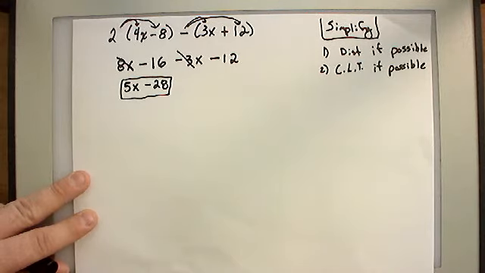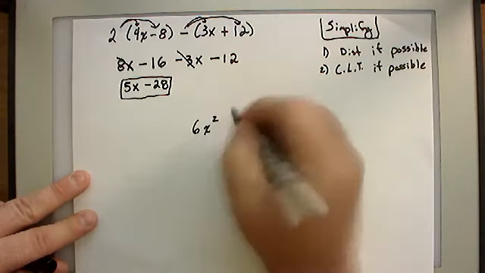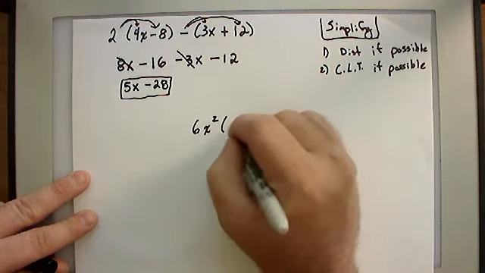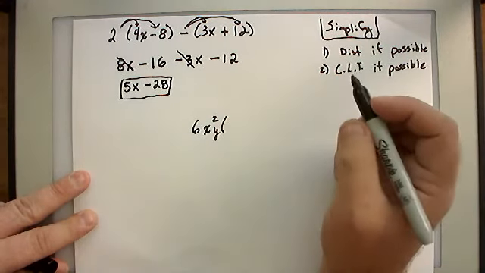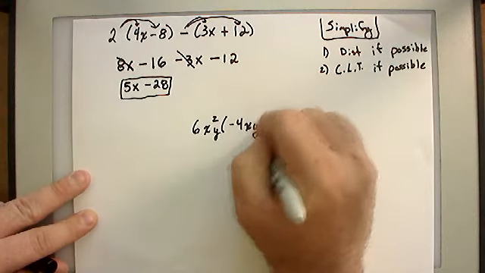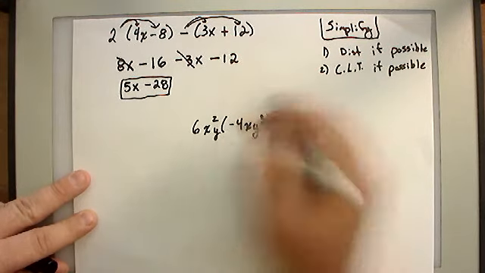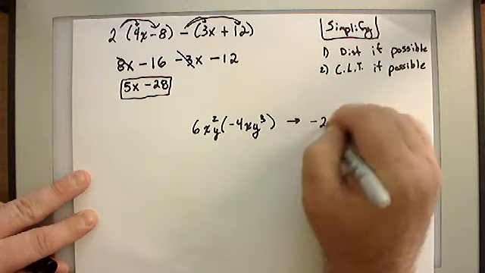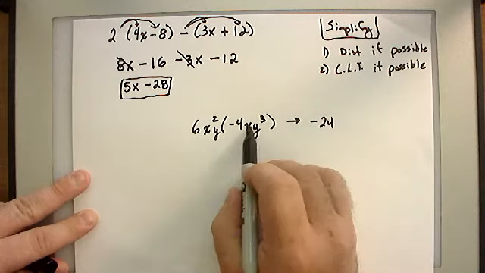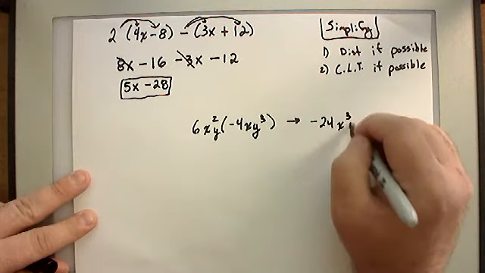Now, what about multiplying? Well, here's the good news. You already know how to do it. We've already done it. We just didn't call it that. Let's say I told you to take 6x squared y times -4xy to the third. That should look familiar to you. That's product rule. 6 times -4, that's -24. 2 x's and 1 x, that's 3 x's. 1 y and 3 y's, that's 4 y's.